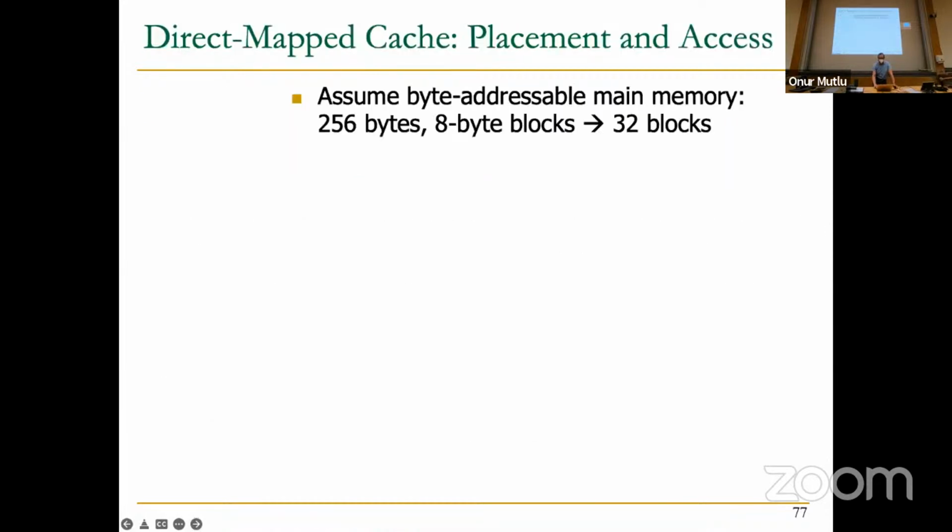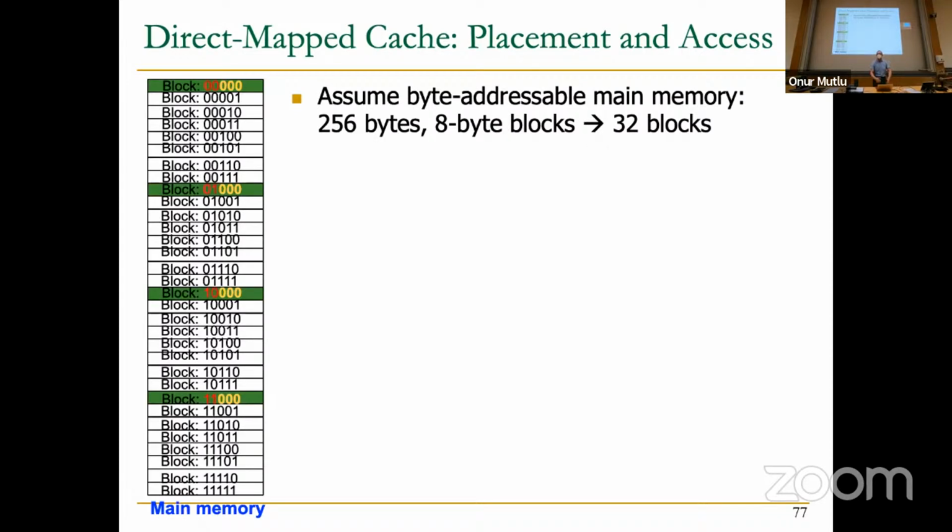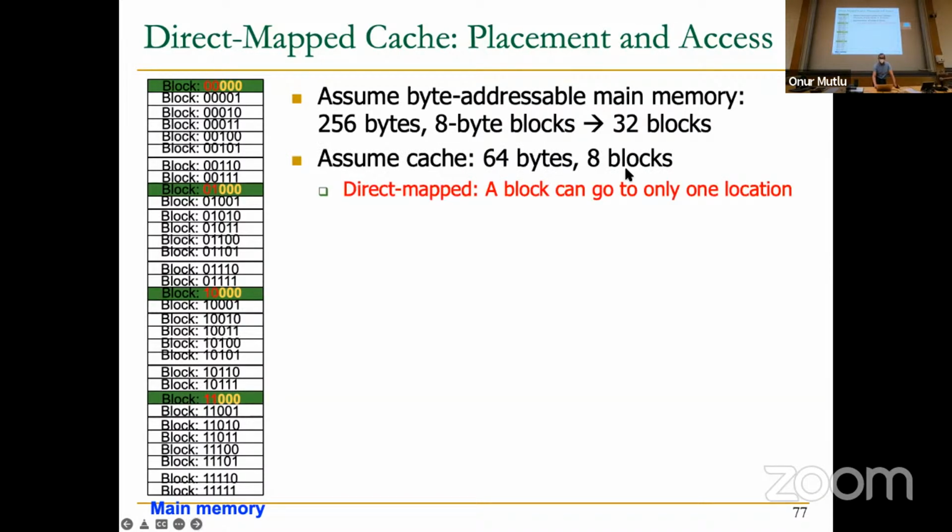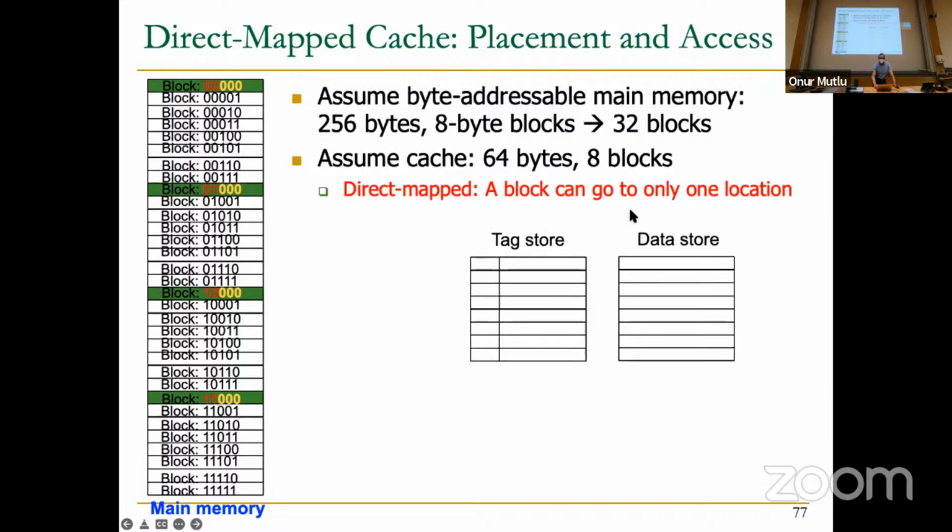So let's take a look at placement and access. If you have a 256 byte memory and 8 byte blocks, you have 32 blocks in your main memory. Your main memory looks like this. This is your entire main memory, and I show you just the block addresses, basically. I also show the index bits and the tag bits. So you have 32 blocks. You assume a cache of 64 bytes and 8 blocks. Direct mapped means a block can go into only one location.